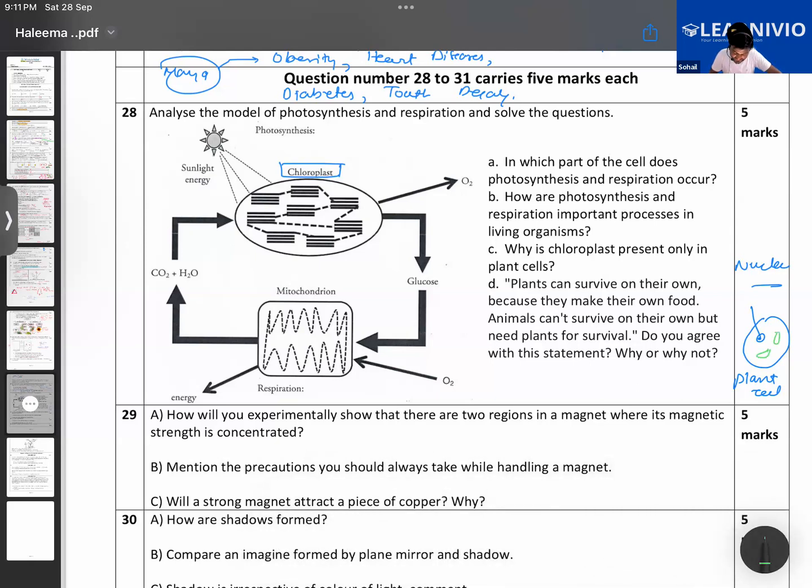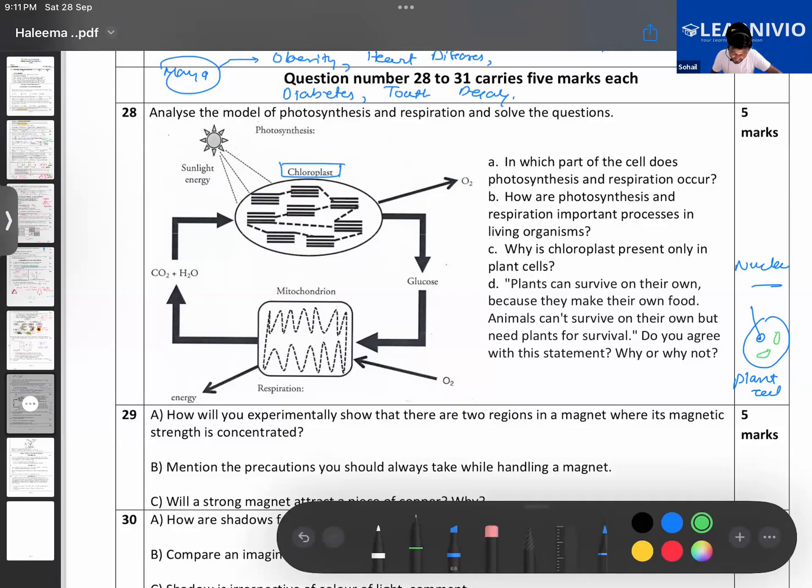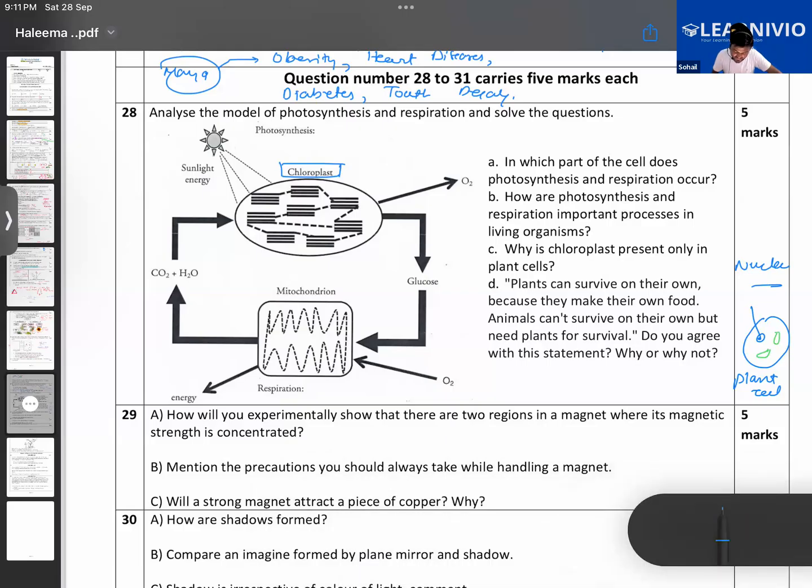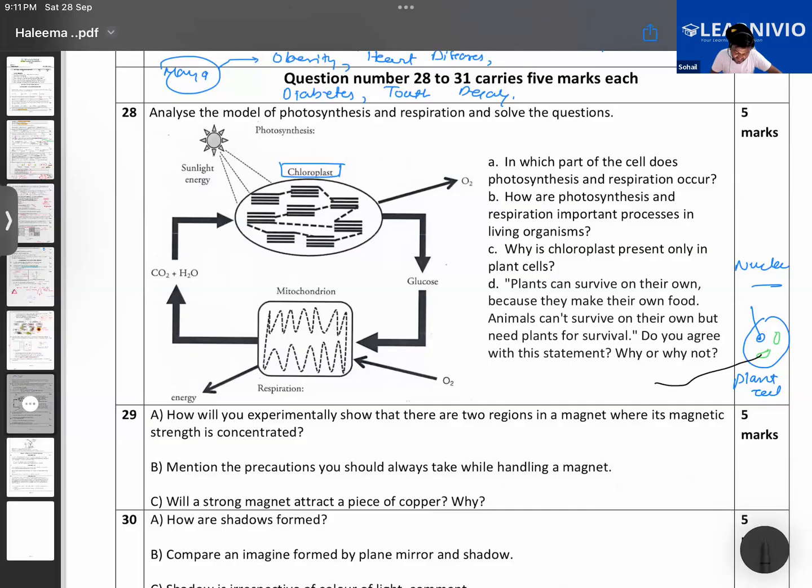There will be green structures present inside the cell of the plant. Pay attention to this. This green structure is called the chloroplast. Chloroplasts are actually responsible for photosynthesis.